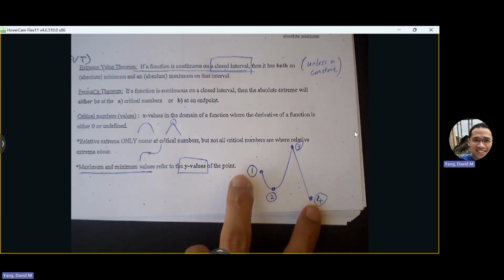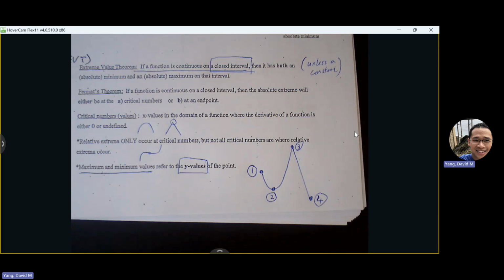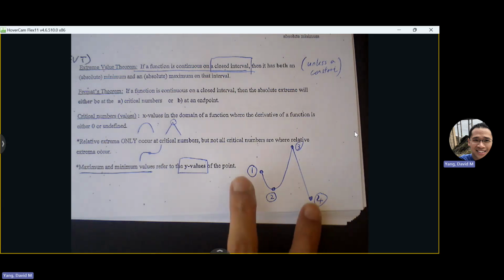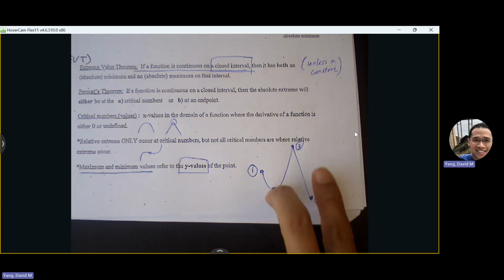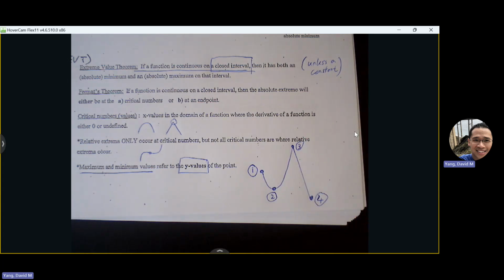So if we're trying to find an absolute max or absolute min, and we're doing this without looking at a graph, we can limit ourselves to just testing the endpoints, plugging the endpoints into the original function, and then also finding the critical points and plugging those into the function, and just compare the y values. The highest y value would have to be the absolute max on the closed interval, and the lowest y value would have to be the absolute minimum on that closed interval.